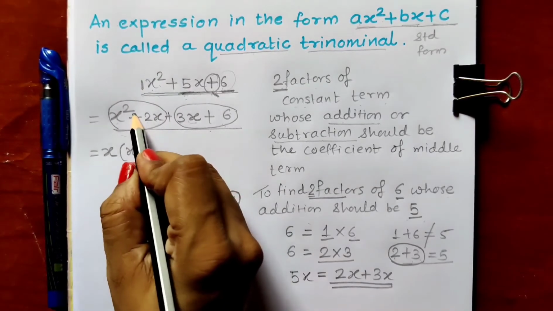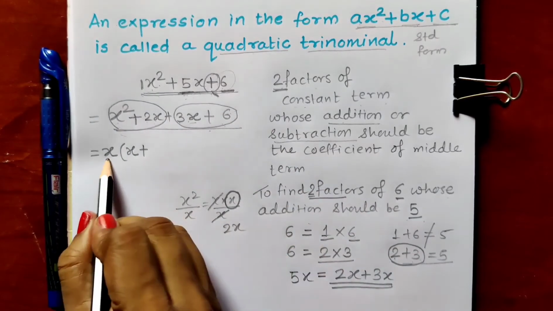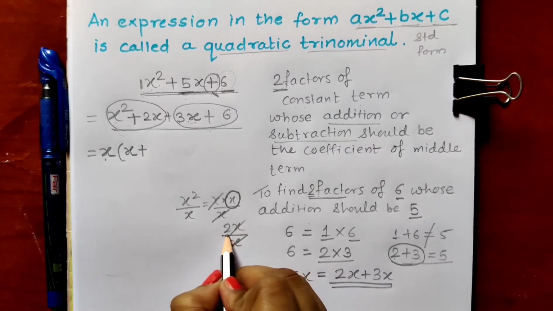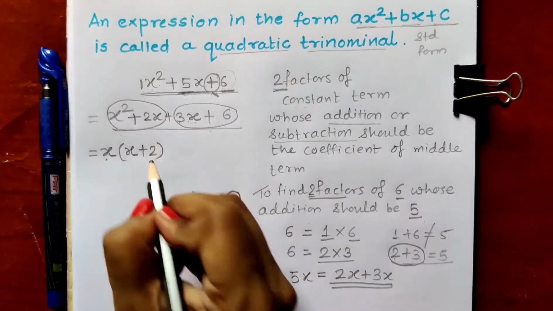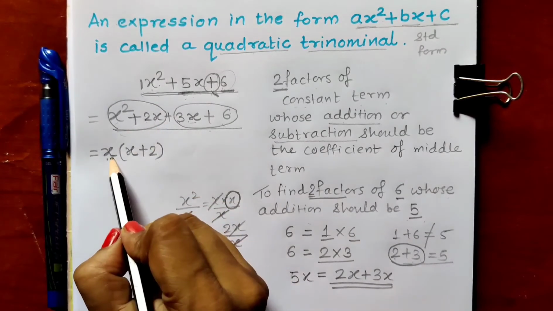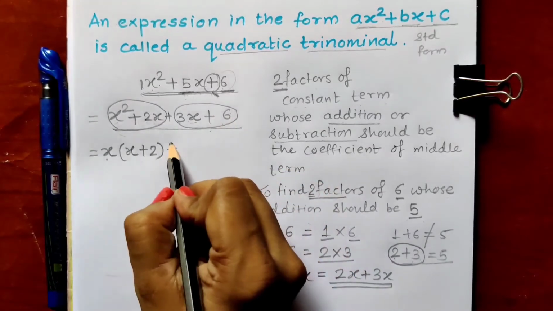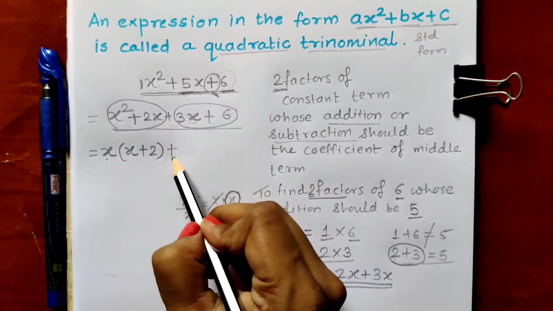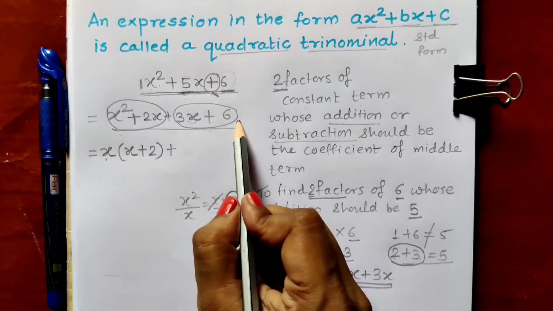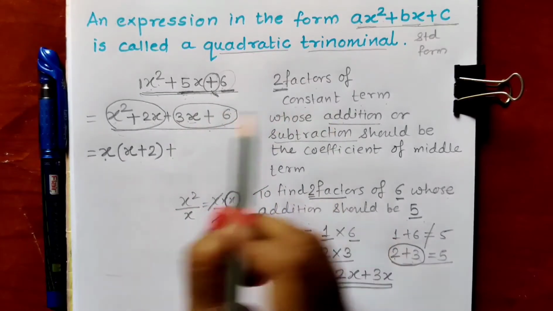Plus sign is there, so we write the plus sign. And from 2x also we have taken out x common. So 2x divided by x, x cancels, 2 is remaining. So this 2 we write inside the bracket. In this way, from the first and second term we have taken out common. Now the third and fourth term, what is common? Plus sign is there, write the plus sign. And as we can see, x is not there in the last term, it is a constant term, so we cannot take out the variable common.